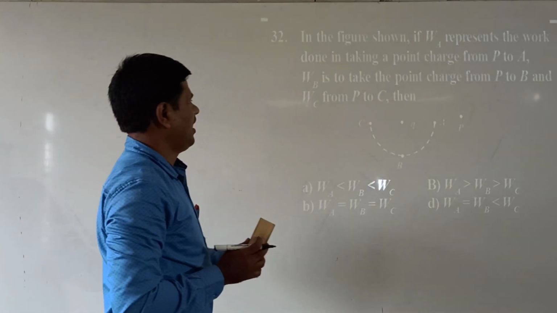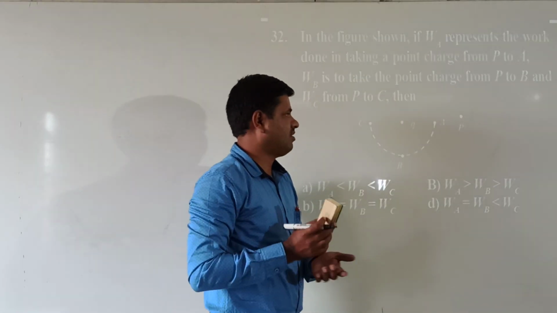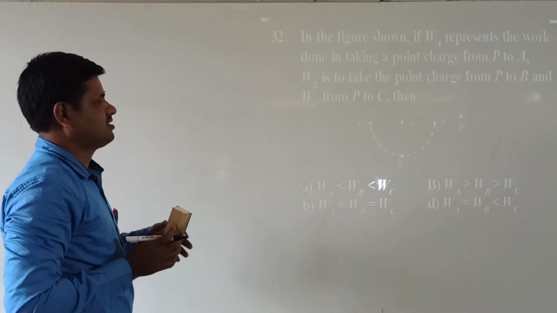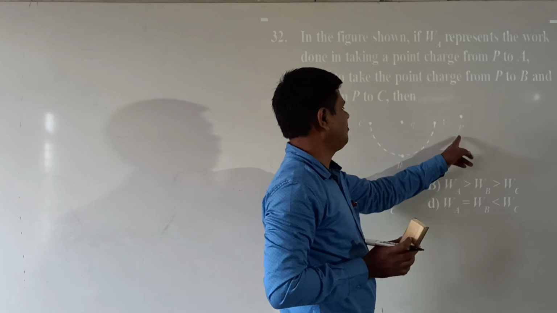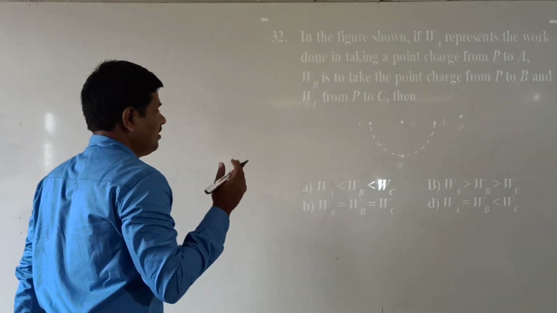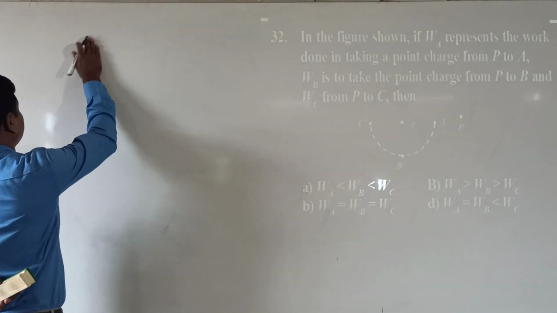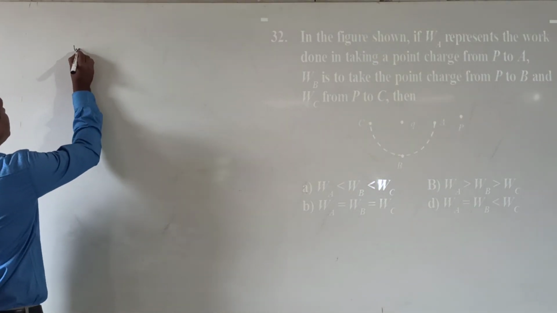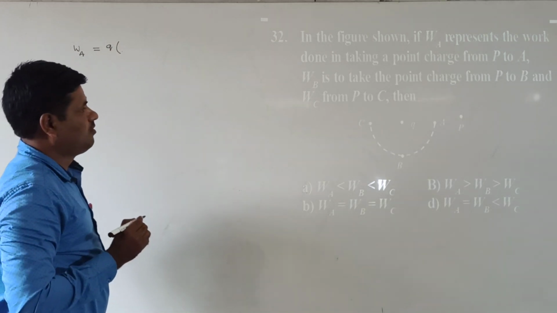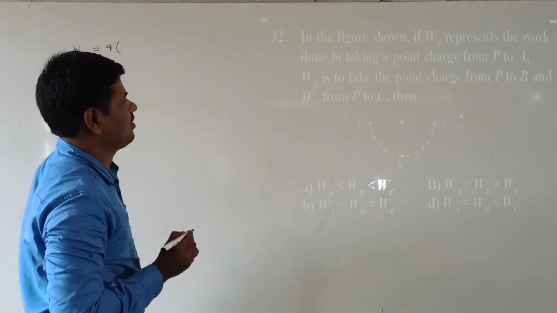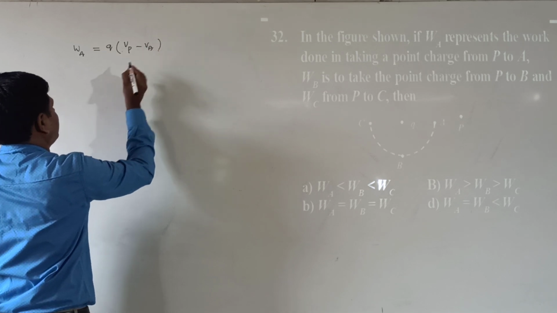Now what is the work done value? Here this is the equipotential surface. On the equipotential surface, the potential difference is the same between A and P, between B and P, and between C and P. WA is the work done taking the charge from P to A, which is Q into VP minus VA. This is the work done.